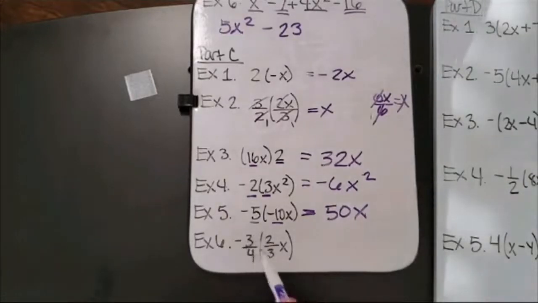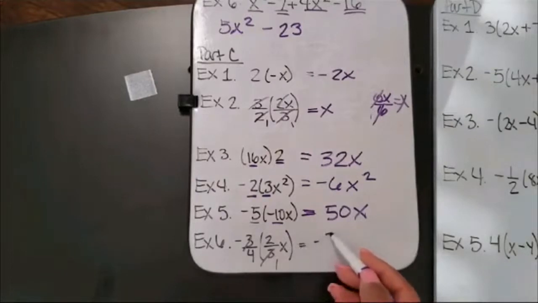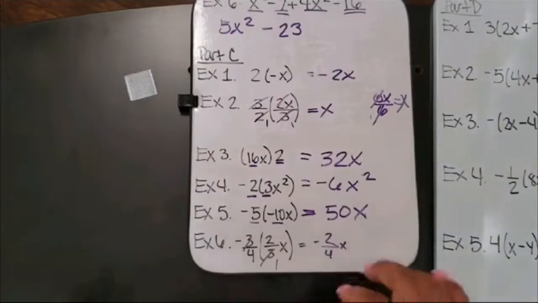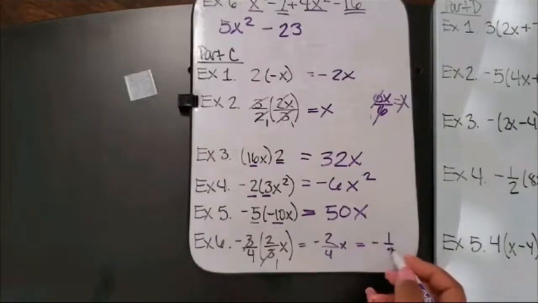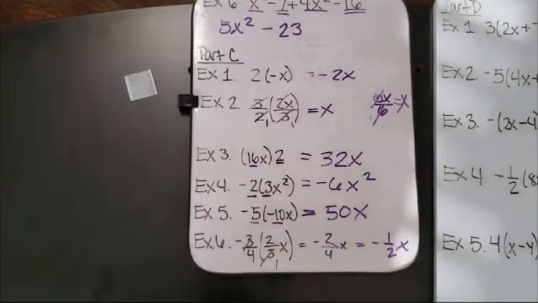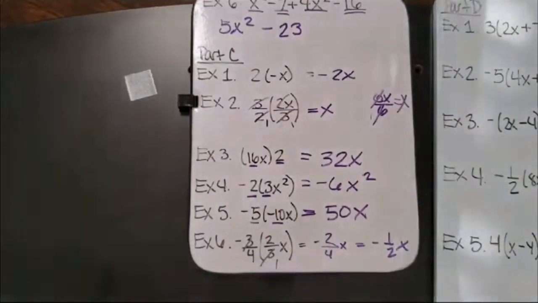If we look at example number 6, you can multiply it straight across, or you can use the shortcuts because we know that 3 over 3 cancels because it's actually 1. So we have negative 2 over 4x, and we can simplify negative 2 over 4 to negative 1/2 x. So with these problems, you want to multiply the number times the coefficients, which is the number in front of the variables, and then you want to simplify like how we did here.